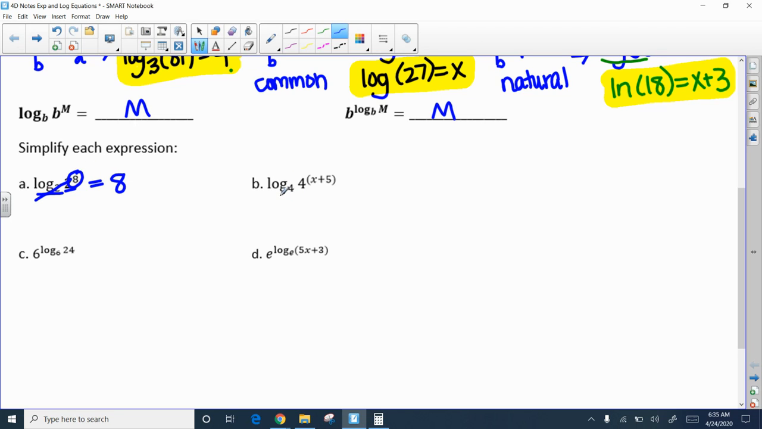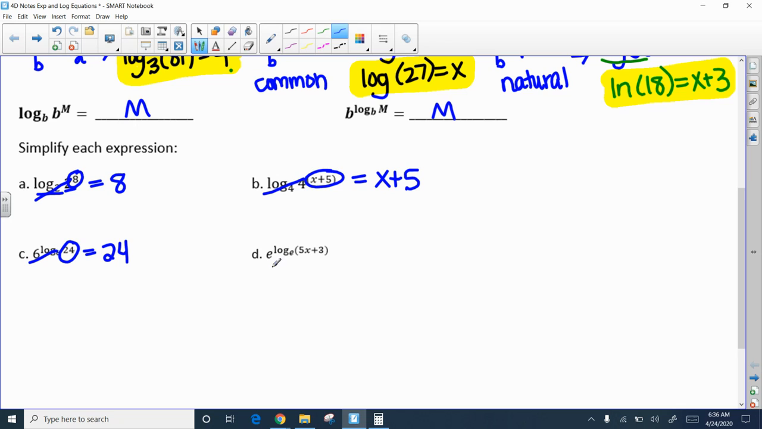On B, we have log base 4 of 4 to the x plus 5 power. Again, the log base 4 and the exponential base 4 get rid of each other, and all that's left is x plus 5. This is true because remember, logarithmic expressions and exponential expressions are inverses of each other. All right, C. This time we have 6 to the log base 6 of 24. And so we have exponential base 6 and a log base 6. Those get rid of each other, and we're just left with 24.